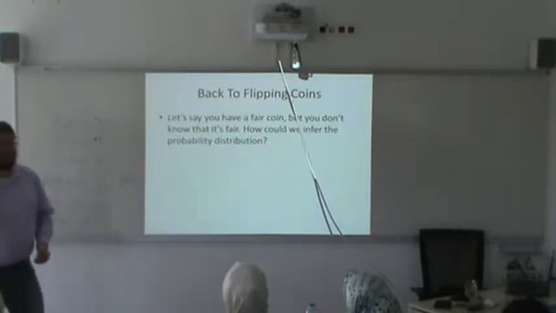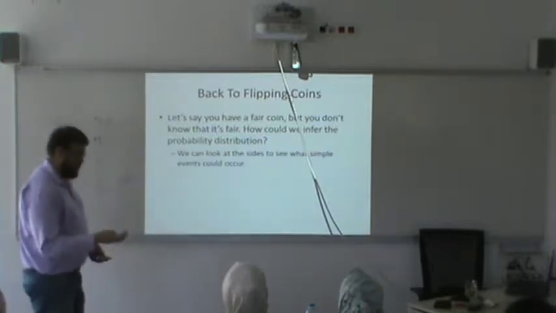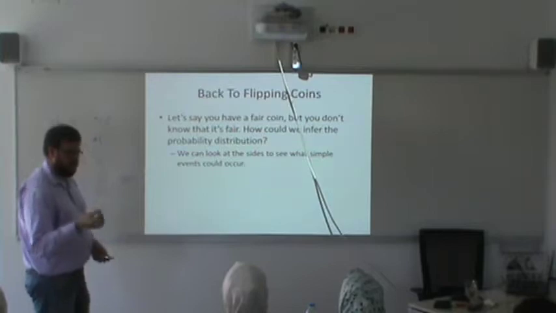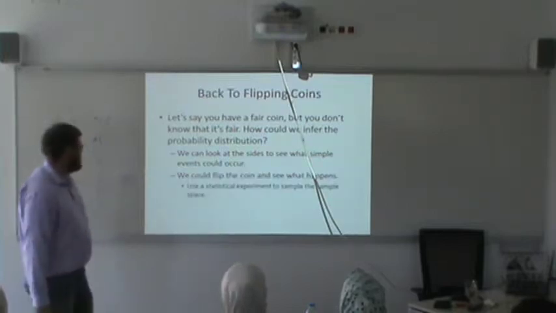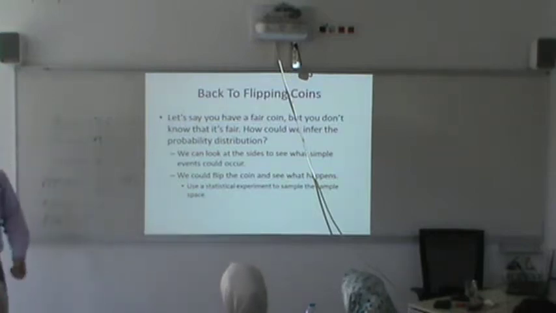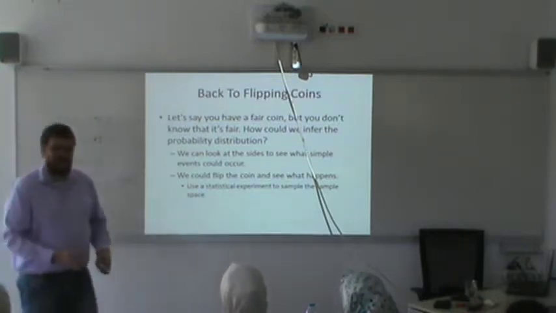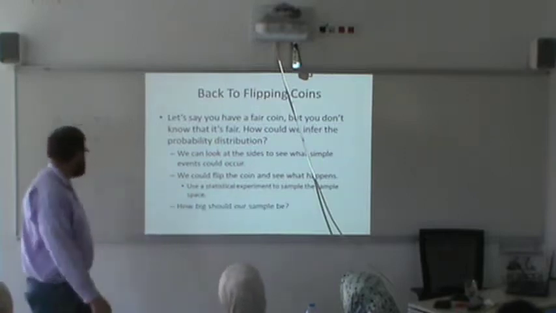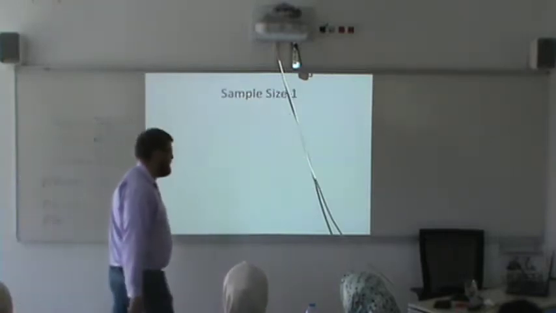Flip the coin, right? So we can look at the sides of the coin, see what outcomes could occur, and then we start flipping the coin and see what happens. We use statistical experiments to sample the sample space, or to get outcomes from the outcome space. So how big should our sample be? Well, let's take a look.